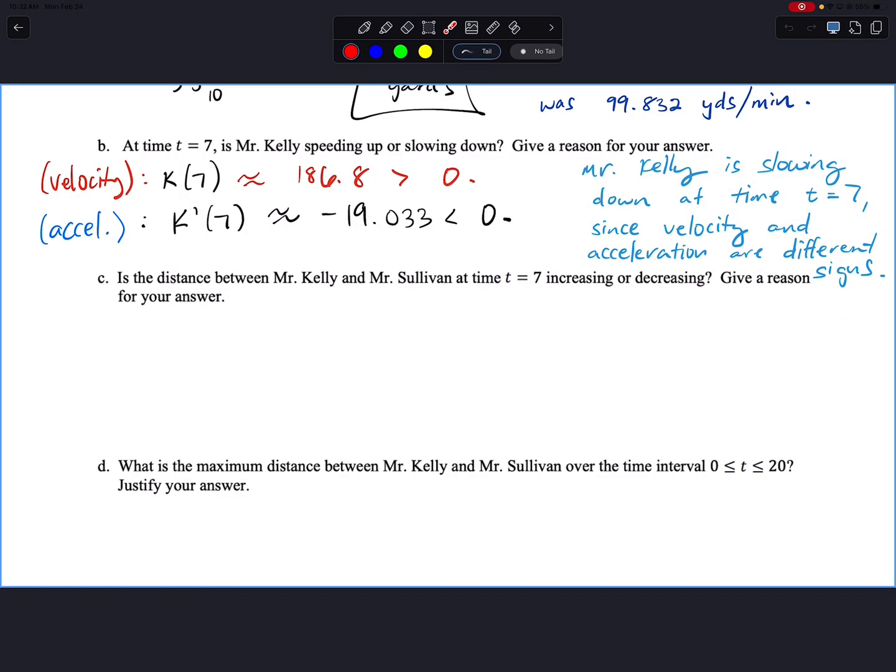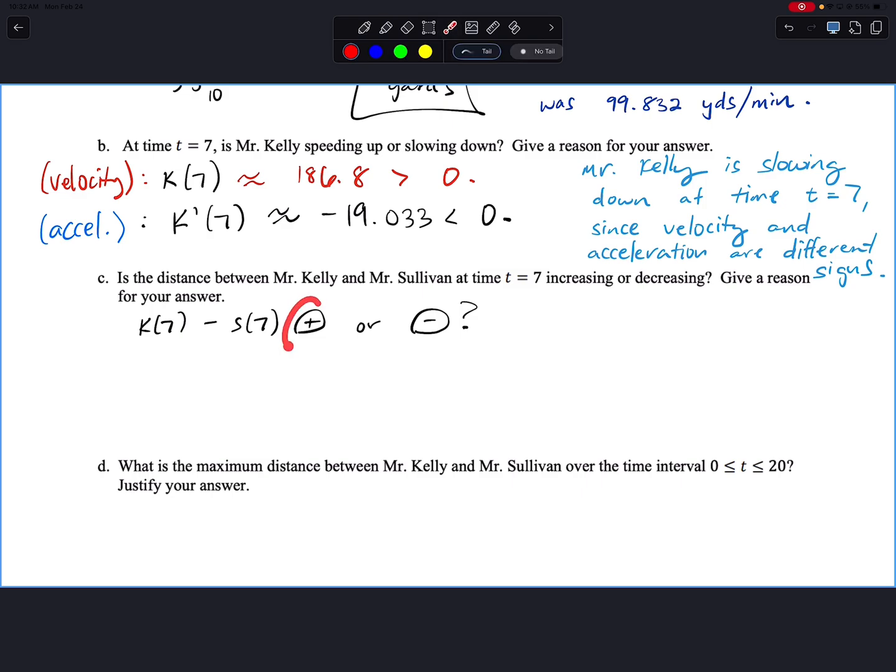All right, is the distance between Mr. Kelly and Mr. Sullivan at time t equals 7 increasing or decreasing? Give a reason for your answer. Okay, so if you read back to the beginning of the problem, it said that Mr. Kelly had a head start. So Mr. Kelly is always ahead of Mr. Sullivan, okay? So what you're really thinking about is K of 7 minus S of 7, is that positive or negative? That's what you're looking for.